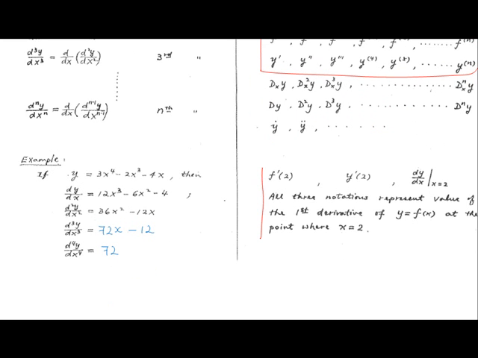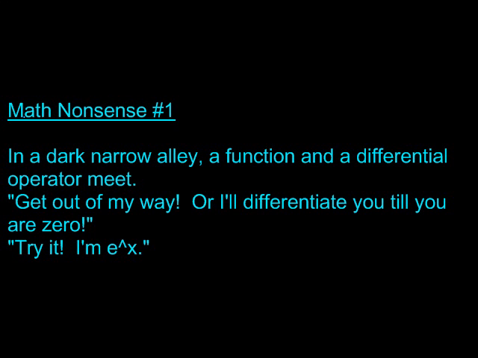Further to that, if we now want to substitute a point, so if we want to find the first derivative where x is equal to 2, this means that first I differentiate once, then I substitute x is 2. Same for this, differentiate once, then substitute x is 2. This also means differentiate once, then substitute x is 2.